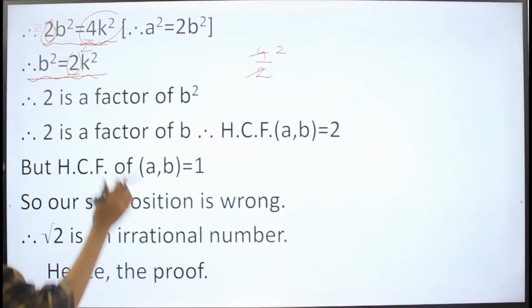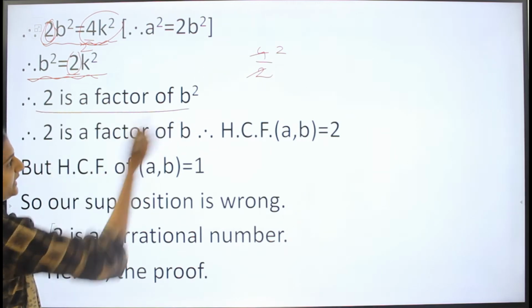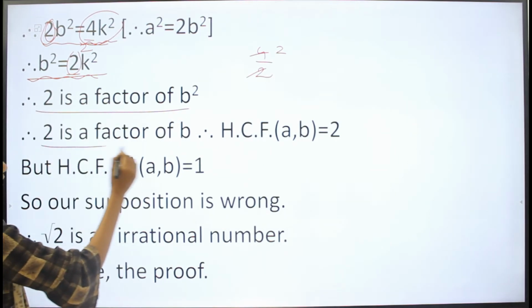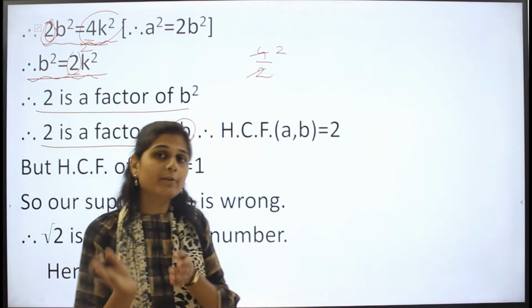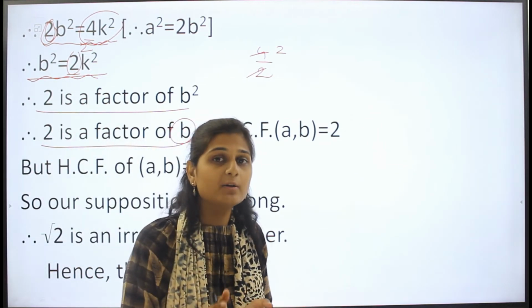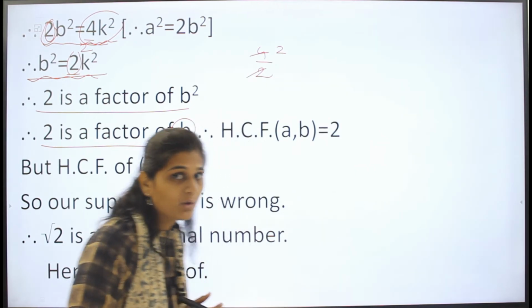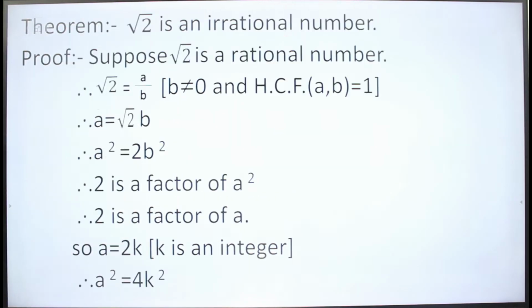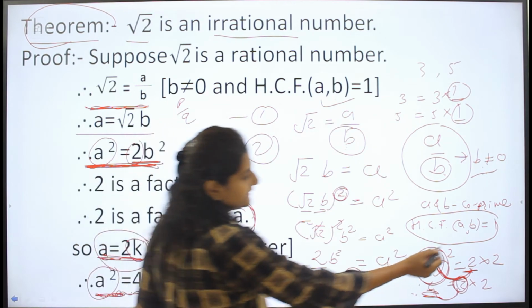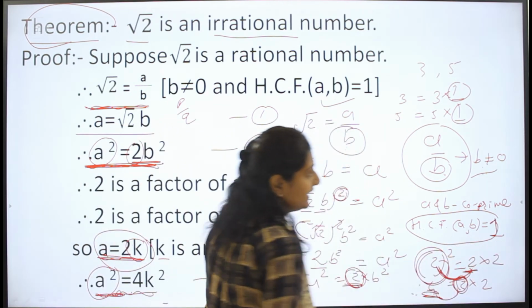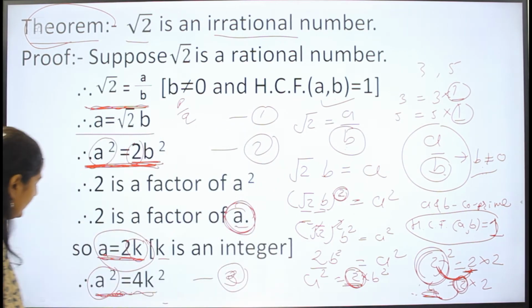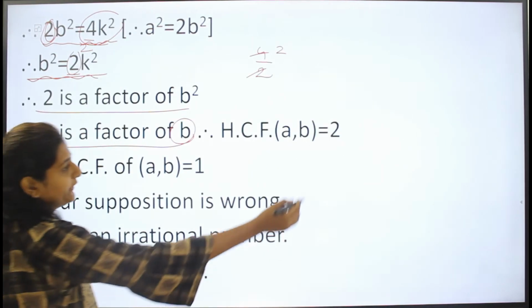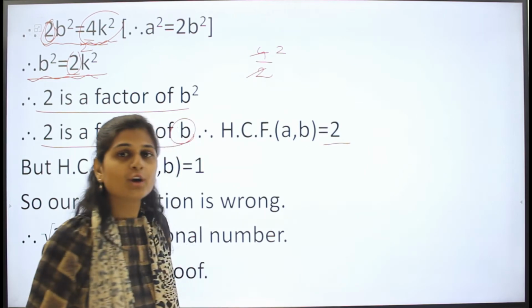Same as if 2 is a factor of b square, then 2 is also a factor of b. That means 2 is a factor of a and 2 is also a factor of b. But what do we have? We have that HCF of a and b is equal to 1, but here we are getting HCF of a and b is equal to 2.